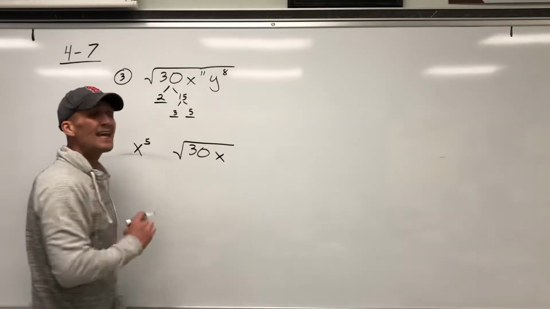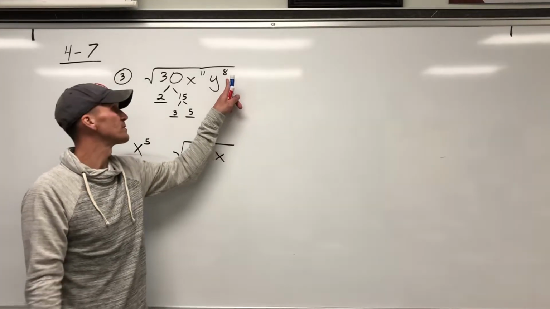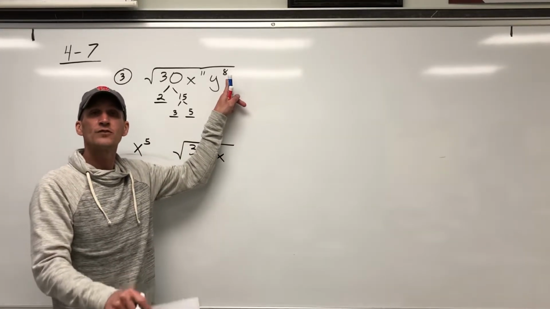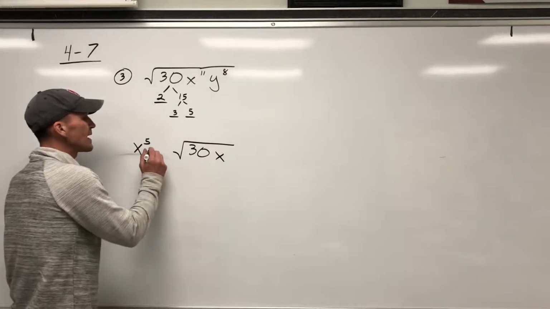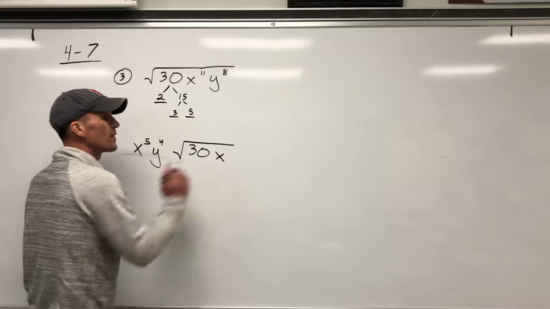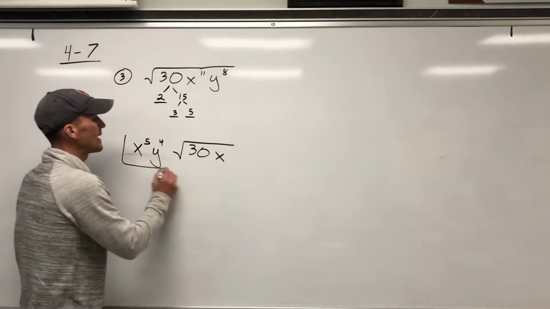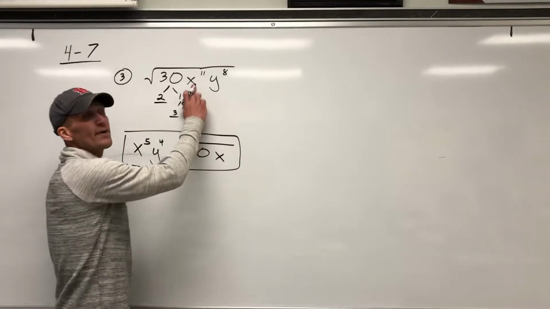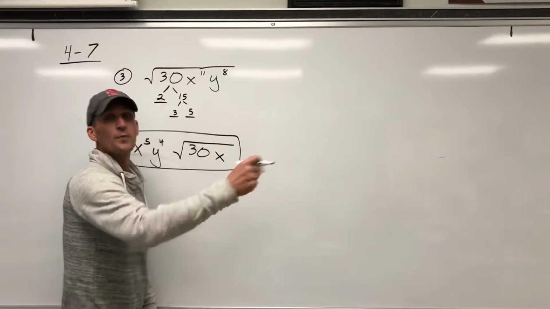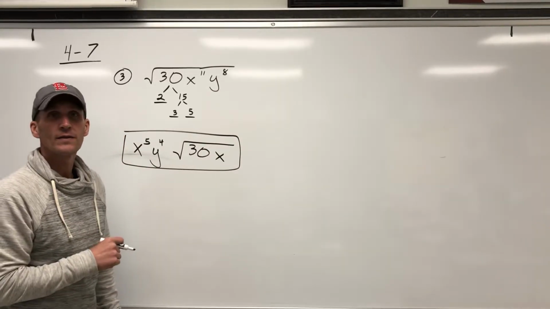Now, y to the 8th? Well, I take 8 y's and I want to break them up into pairs or groups of 2. 8 divided by 2 is a nice answer of 4. That means I have y to the 4th, and there are none left inside because there was no remainder, and I simplified my radical. Again, if you need to write down 11 x's, circle a pair, you can do that. Same thing with the y to the 8th.